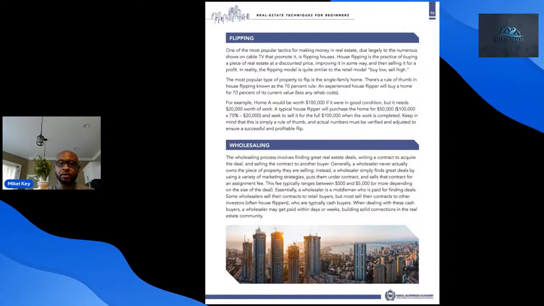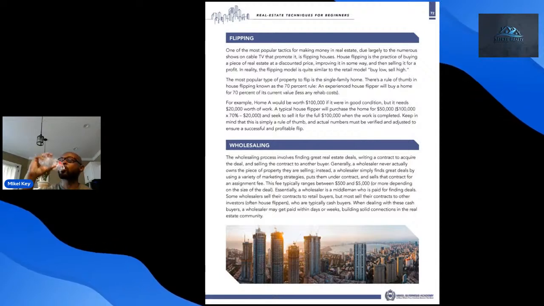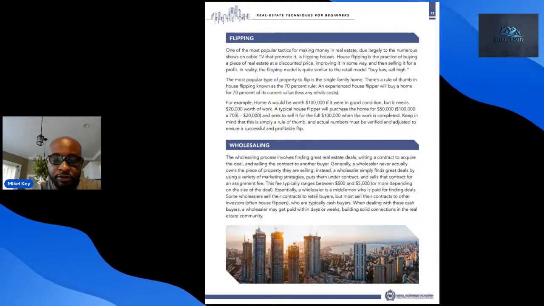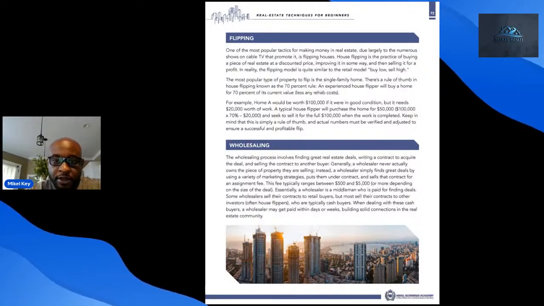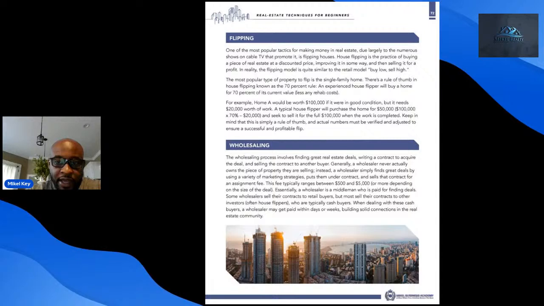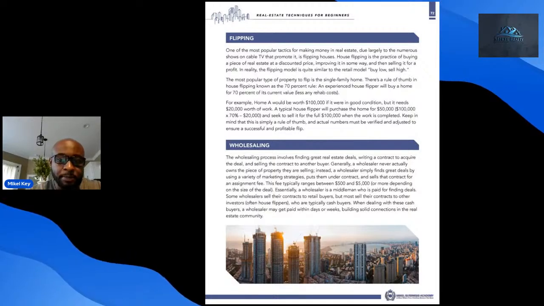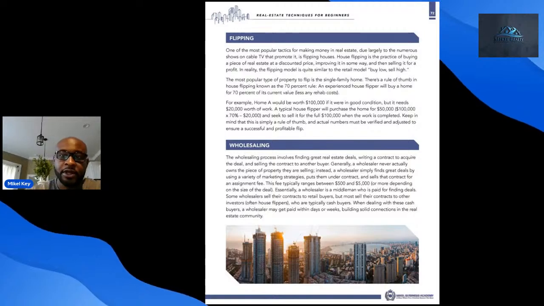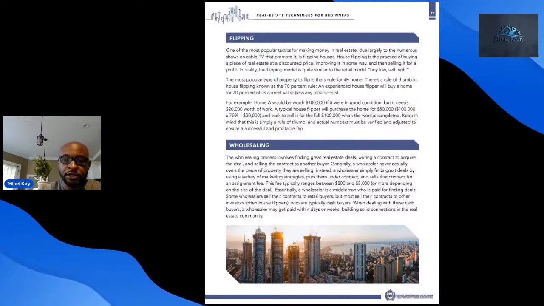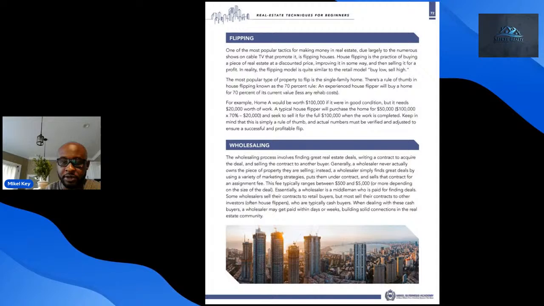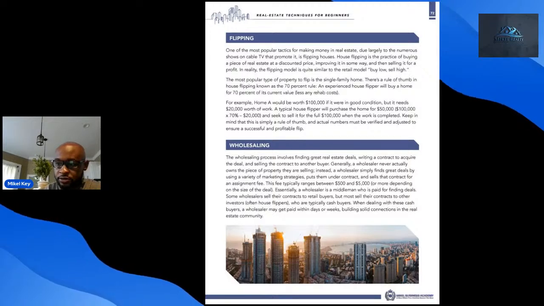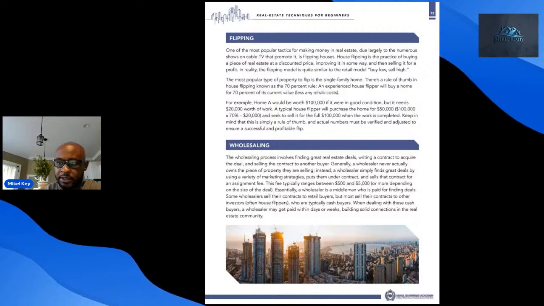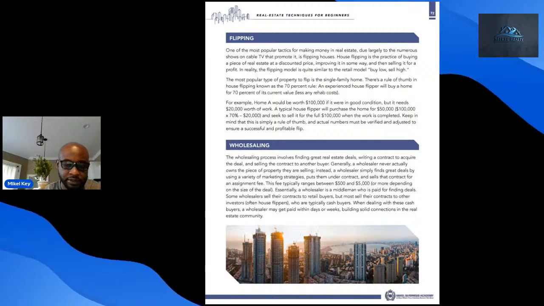I want you to digest that for a second. The 70% rule says you can pay no more than 70% of the after repair value, and that's going to be the cost to buy the house and the cost to renovate the house. There's a good example right here in the book on page 72 that walks you through that process.